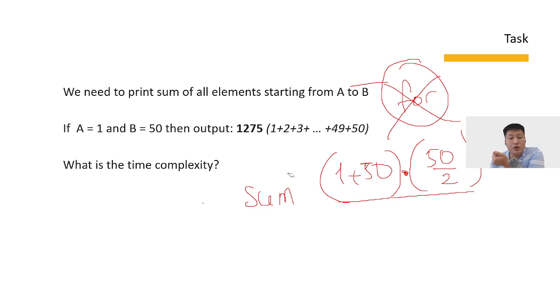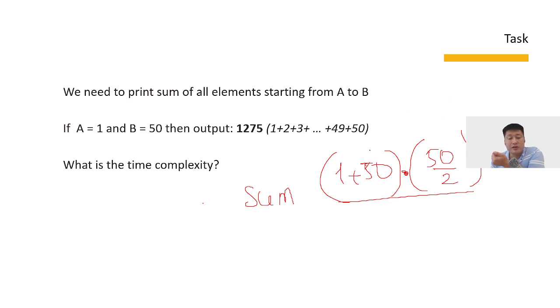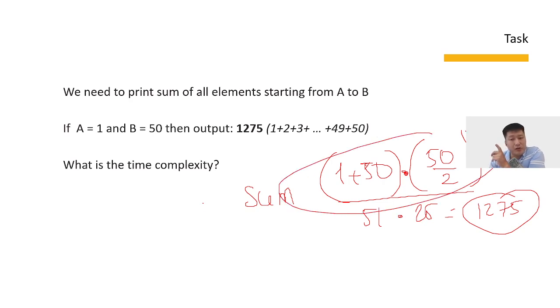You don't have to go and take each element and add it to total. No, you just calculate the formula, like 51 multiplied by 25, equal to 1275. Just using one operation, using this formula.